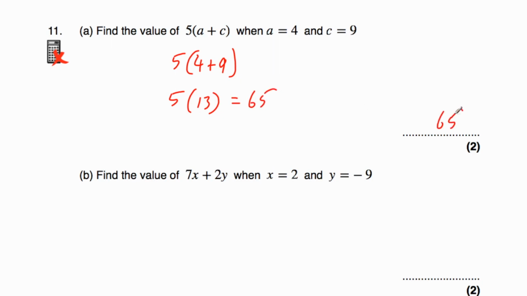That's our answer, 65. And let's just check that. If we had A plus C, that's 4 plus 9, that's equal to 13. We've got 5 lots of 13, and that's equal to 65.